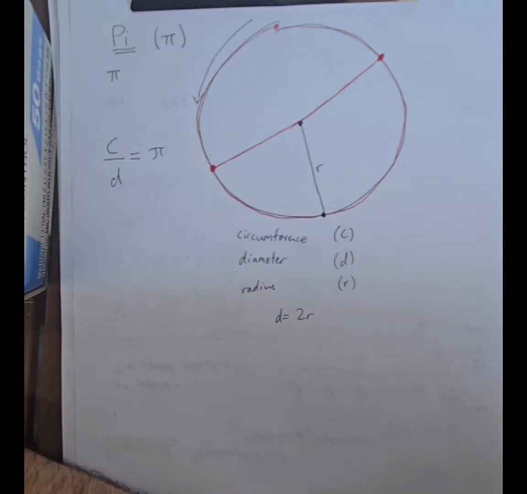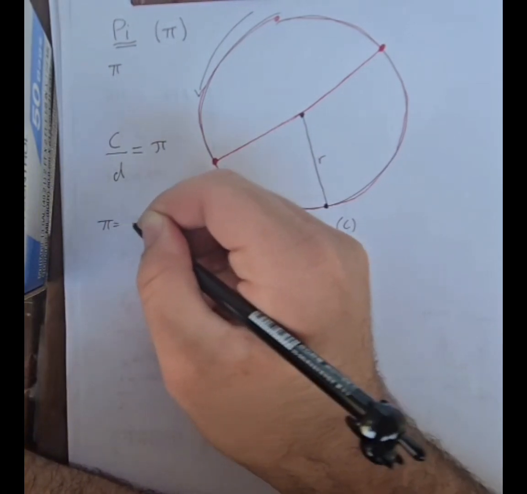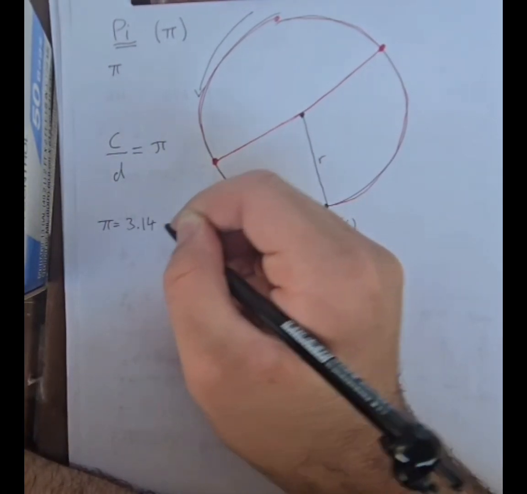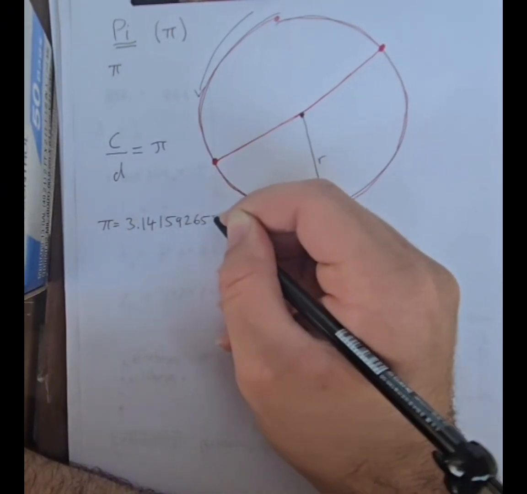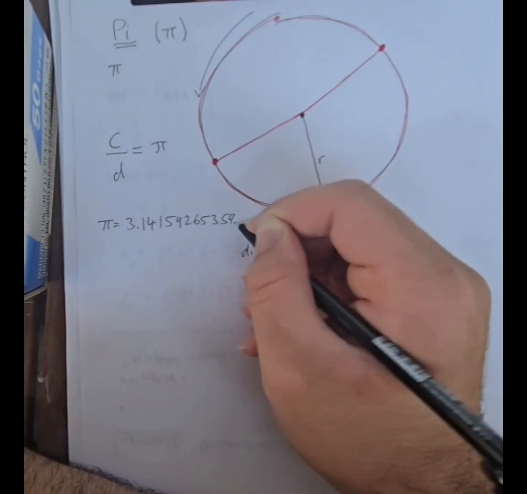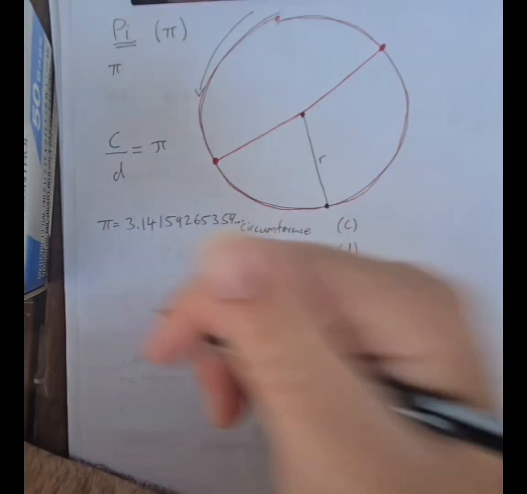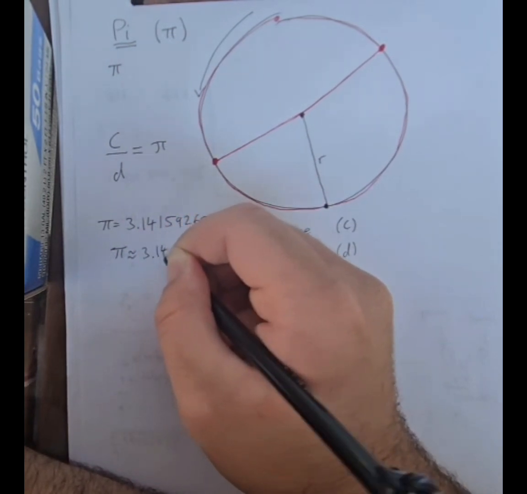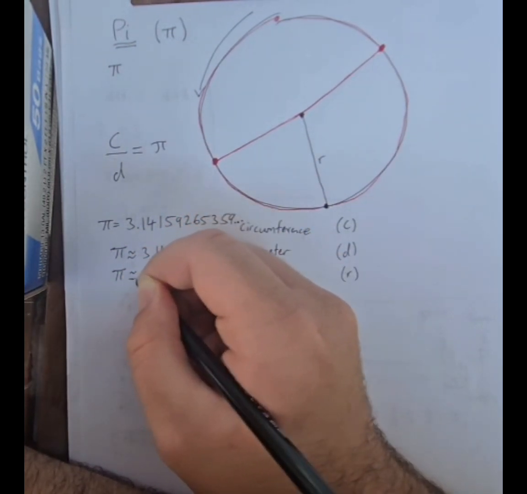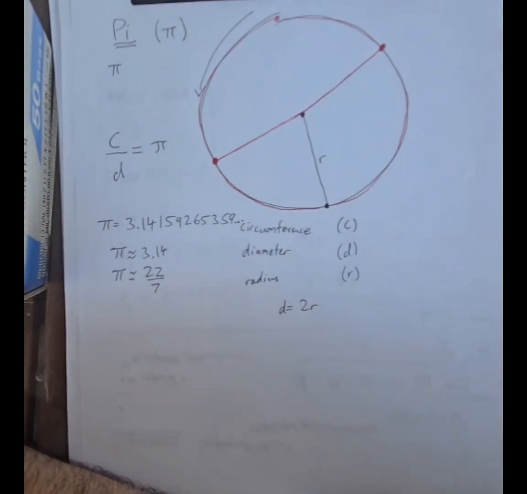So now that we've defined pi, what's its value? Well, pi is equal to 3.14159265359, and it goes on forever. There's no end to pi. Usually, we approximate pi like this, 3.14. You'll also see sometimes 22/7 used. But usually we use 3.14 as an approximation.